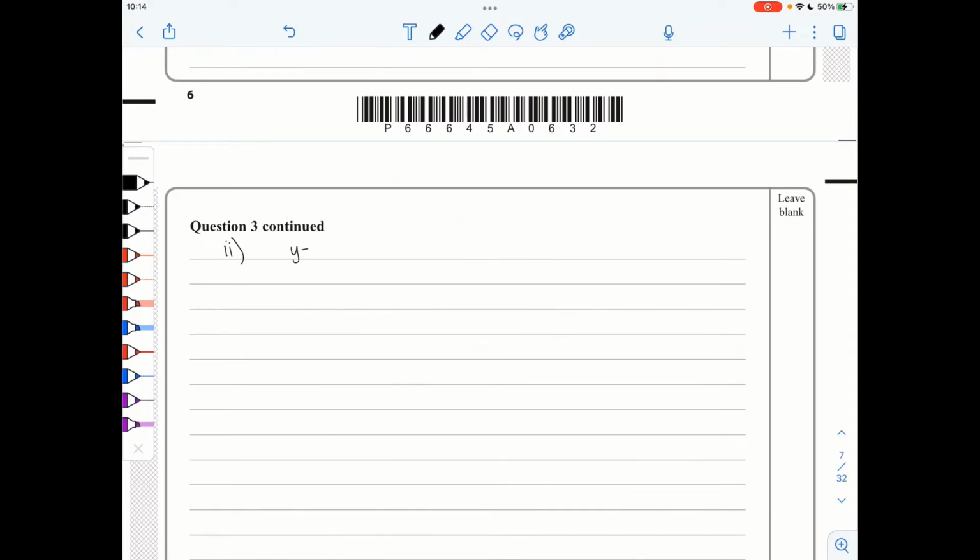So y is 2x squared minus 50. We've got a cut on the x-axis, so I will put y to be 0, which means that 2x squared minus 50 is 0.